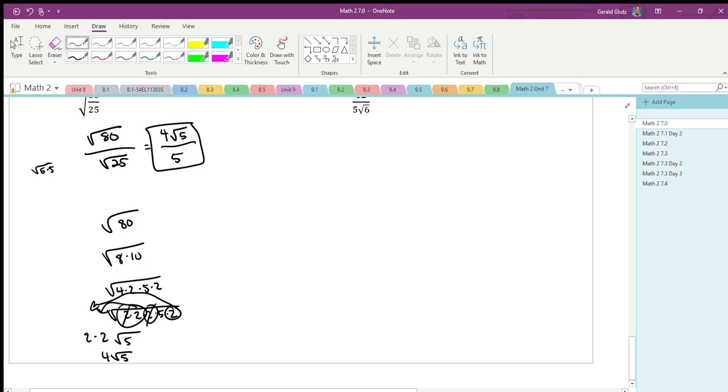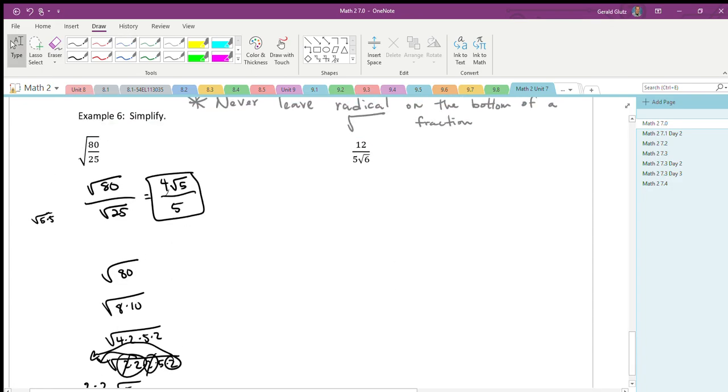Then you want to look for, can this number go into this number? So if they're both whole numbers, can this whole number go into this whole number? And 5 does not go into 4, so we cannot reduce it. So we're just going to leave it like that.